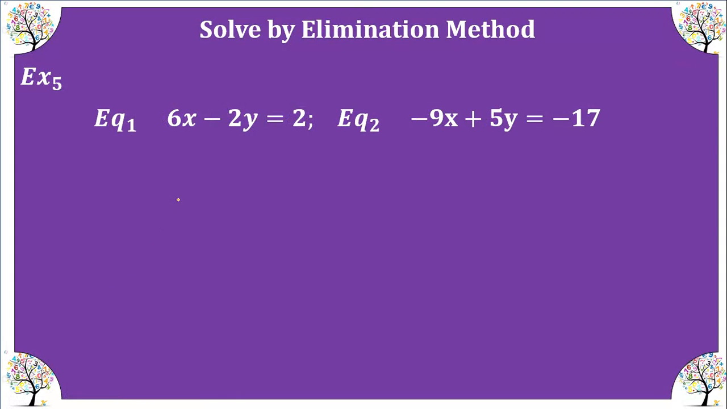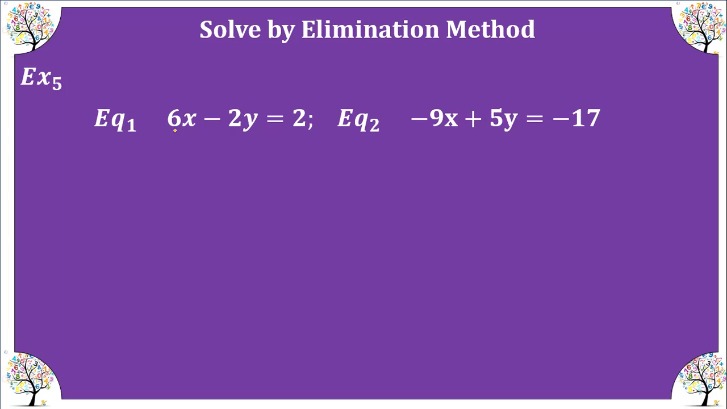Okay, this is our last one, and I want to show you what you would do if you have to multiply both equations by some number. Because with 6 and negative 9, I cannot make 6 into positive 9x or vice versa. And then we have negative 2 and 5. I can't just multiply one equation to get that opposite variable. So I have to take a look and see what I can do.